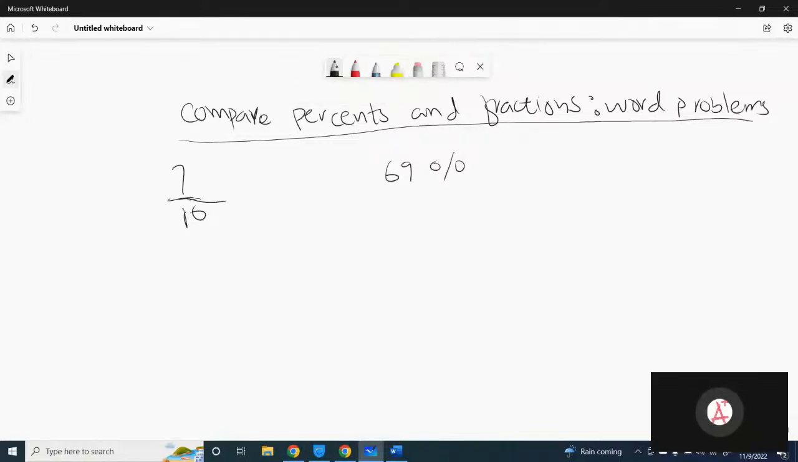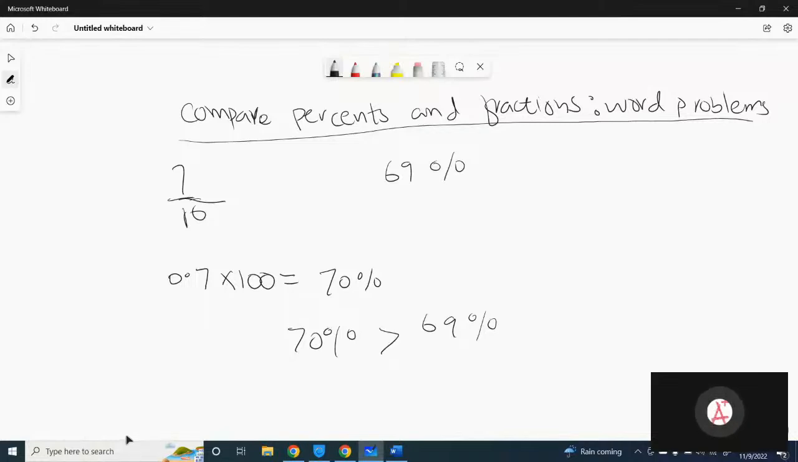Got it? So when you have to convert 7 by 10, you simply divide 7 by 10. 7 by 10 is 0.7. Got it? Now you have to convert it into percentage form. Just multiply it by 100. It would be 70%. Got it? Now you have to compare 70% and 69%. So is 70 greater than 69 or less than 69? 70 is greater than 69.